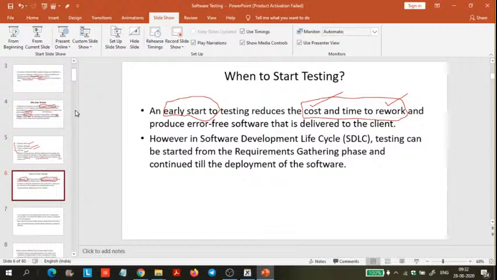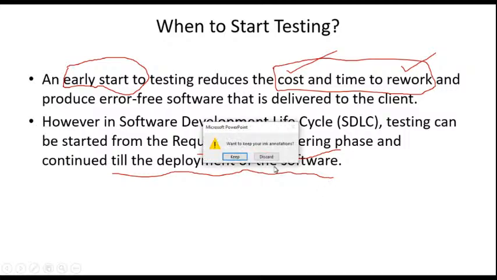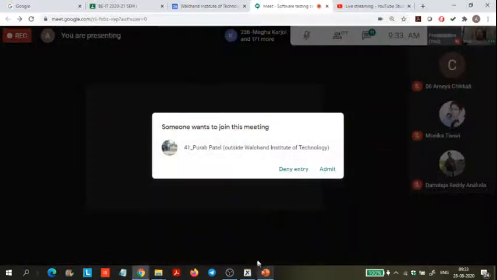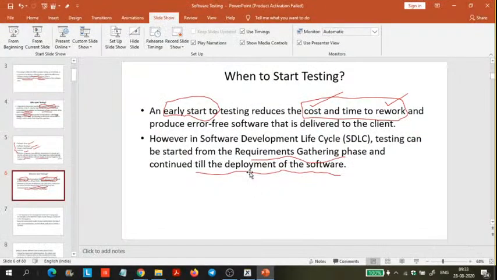However, in the software development lifecycle, testing can be started from the requirement gathering. Okay, in SDLC, the testing is started from the requirement gathering phase and continues till the deployment of the software. So early testing will start from the requirement phase and go till the deployment of the software. So that is when to start the testing in the software development life cycle.